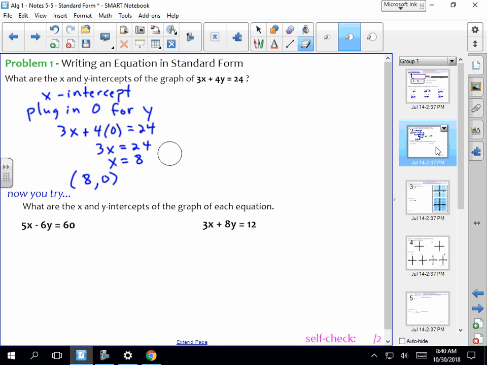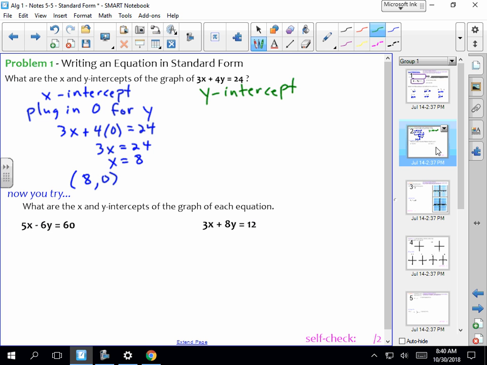So you could probably then tell me how to find the y-intercept. It's kind of parallel to this process. What do you think, B? How can you get 8? 24 divided by 3 will give me the 8. The 4 times 0 is 0, so that term is gone. All that's left is 3x equals 24.